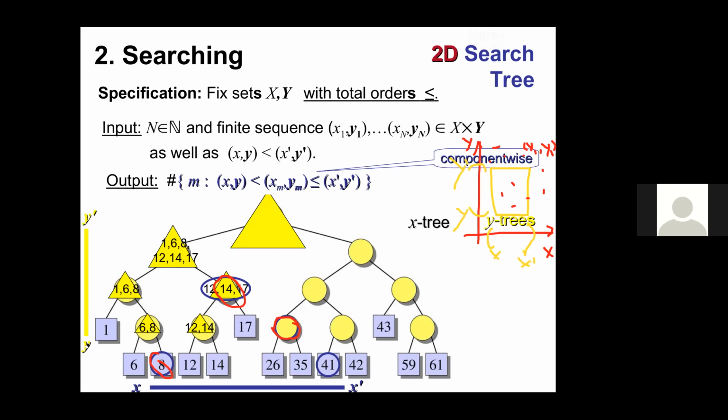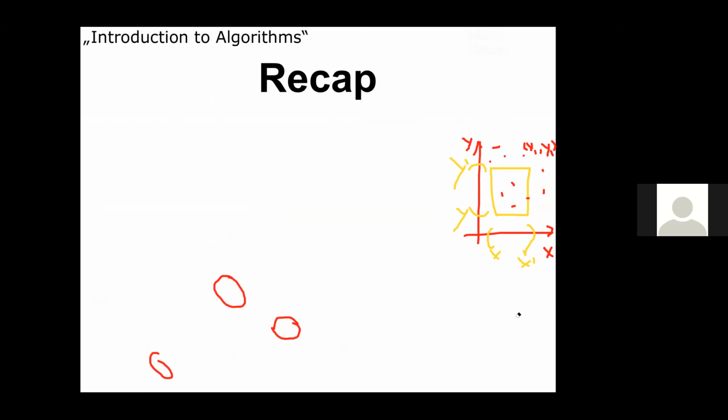Since descending in this tree is always logarithmic, you will need log squared of n. For every log n operations that give you the x nodes, you will need one more log n operations to locate the range of the y coordinates. And this will give you log squared of n.